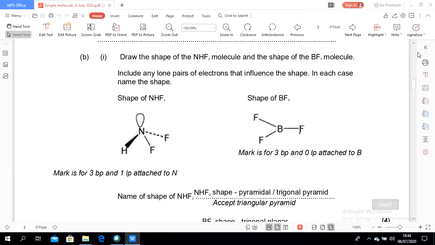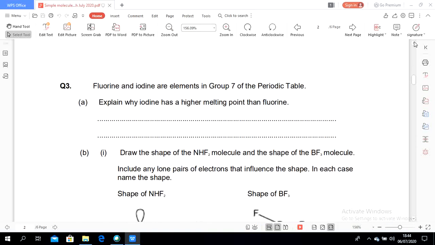And then next question. Fluorine and iodine are elements in group 7 of the periodic table. Explain why iodine has a higher melting point than fluorine. For melting point here, we have to consider the size of the atoms. Of course, iodine has a bigger atomic radius than fluorine. It is written in our data booklet. You must have your data booklet. You can download the data booklet in Google or from CIE.